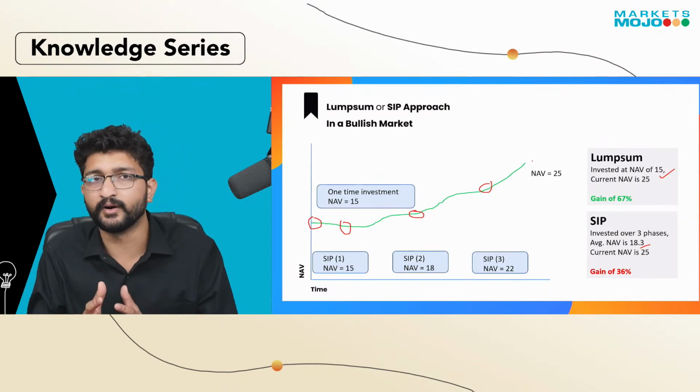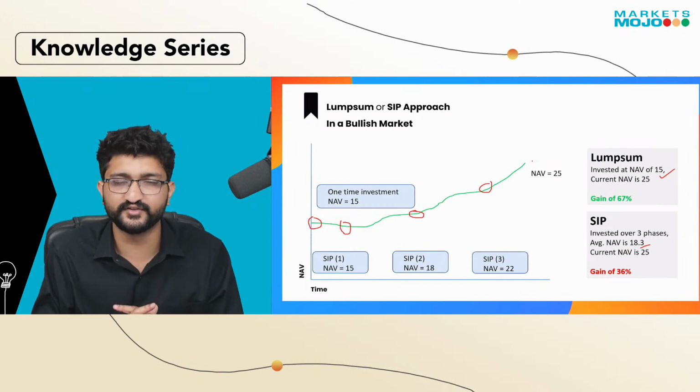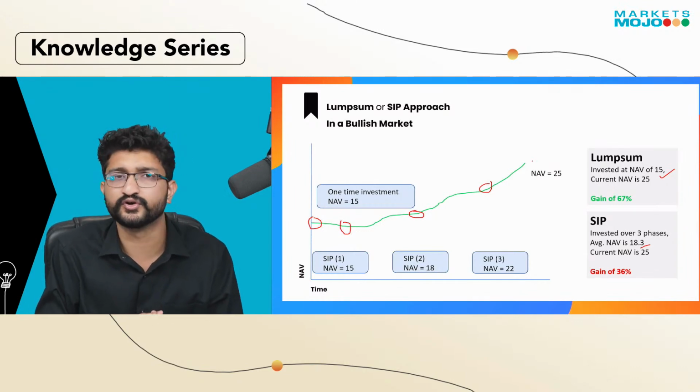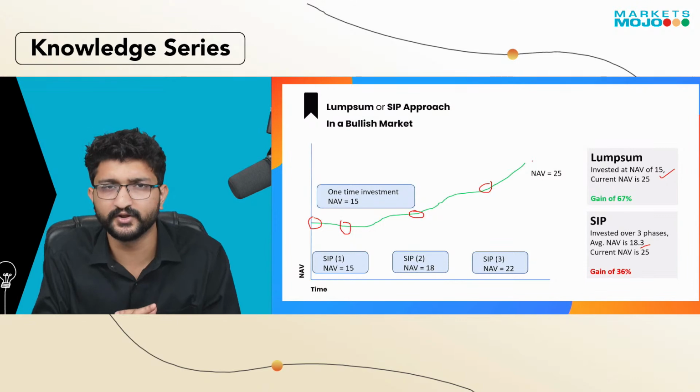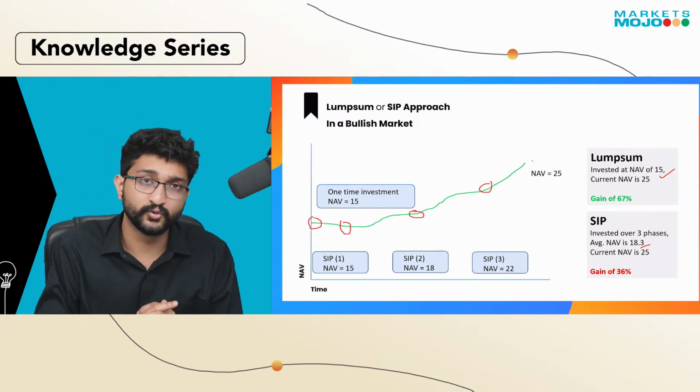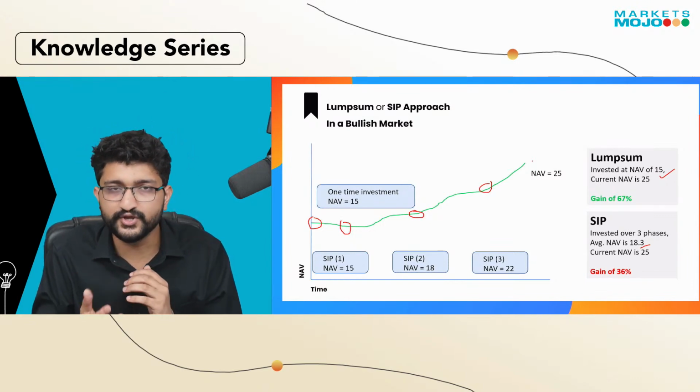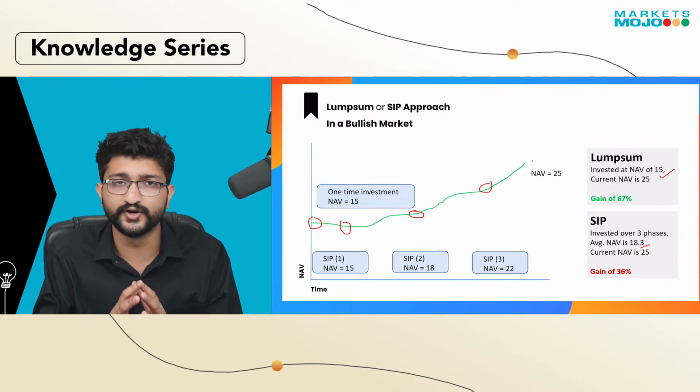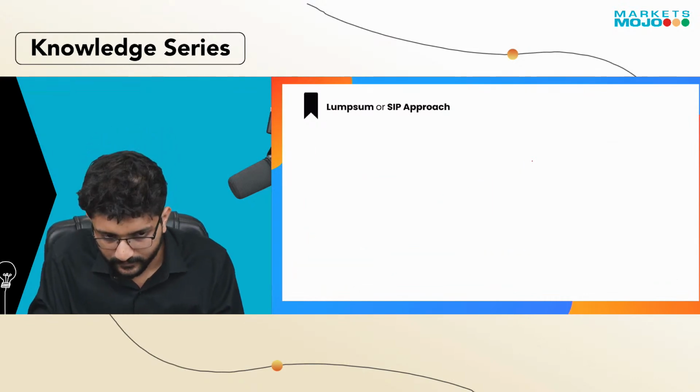It depends on the market phase as well. If you're convinced that it's a bullish phase, a structural bull run for the next few years, you can simply push in your money at a one-shot lump sum approach rather than doing an SIP. So when you should take this decision also depends on how the market actually moves.